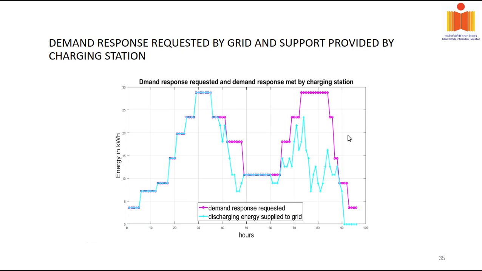Now another topic we come to here is demand response. In demand response, the demand response requires support by the grid and support provided by the charging station. It's not the other way around. Charging stations are not asking for demand from the DSOs. So the DSO has to reply. Here, if you see, in steps it is increasing.